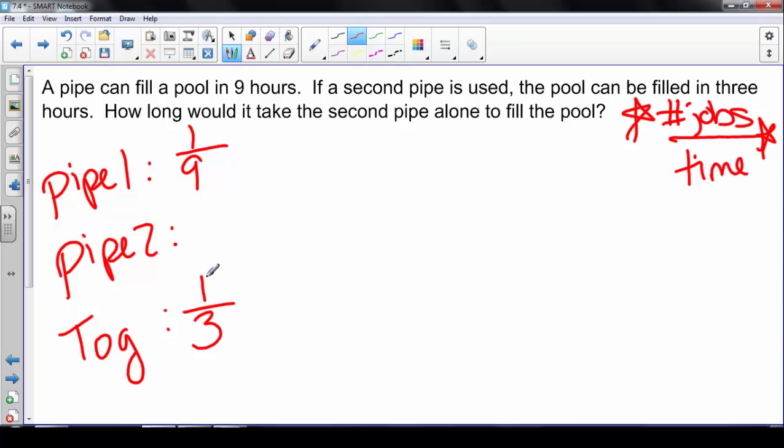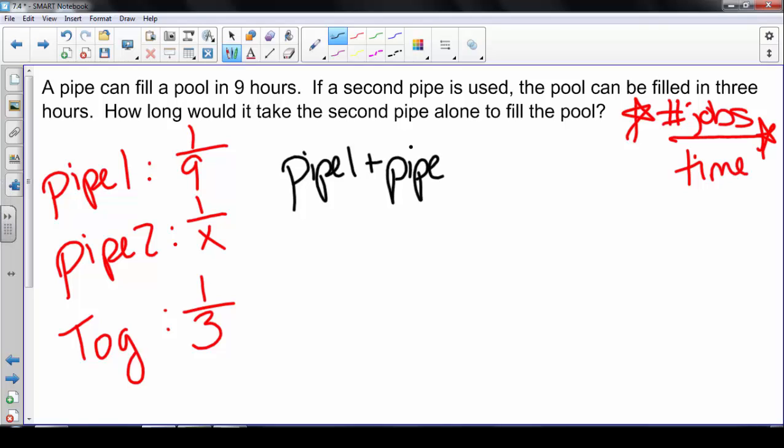So we're trying to figure out how long it would take the second pipe. So that would be one job over, we don't know how many hours. And for your equation, it's just pipe 1 plus pipe 2. So what pipe 1 can do plus what pipe 2 can do is going to be what they can do together.